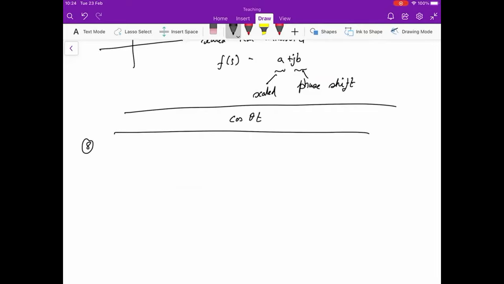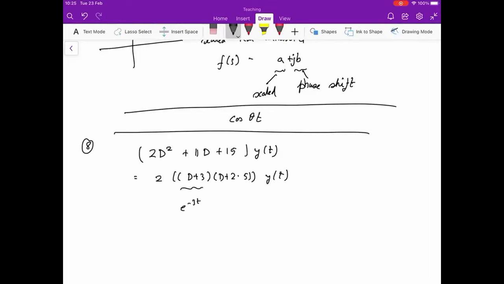So the system can be expressed using the operator notation as 2D squared plus 11D plus 15 applied to y(t). And this turns out to be factorizable as 2 times (D plus 3)(D plus 2.5) y(t). Basically, this gives you two terms: c1 e to the minus 3t, with some constant multiplied, plus c2 e to the minus 2.5t. And then to find these values, you have to look at y(0) and y dot (0), and that will give you what the constants are.